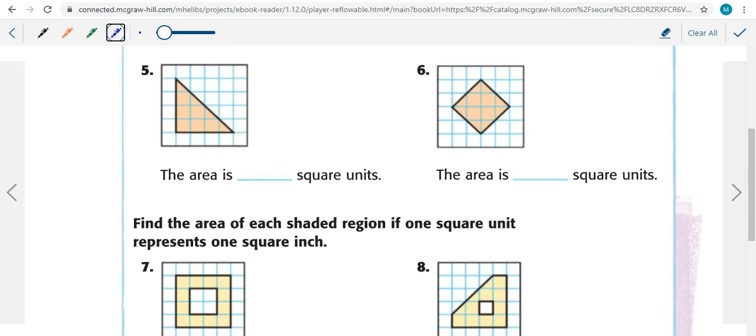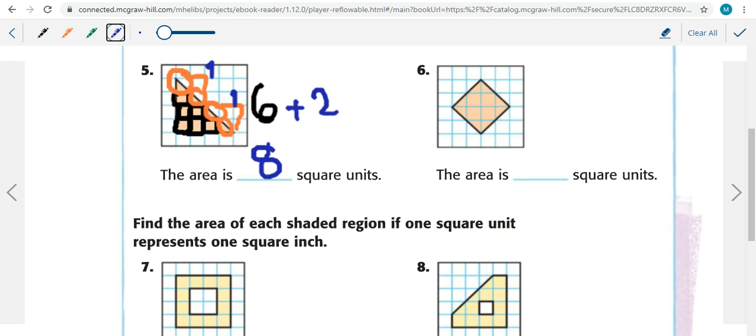Now, number 5. First, we need to count the whole ones. 1, 2, 3, 4, 5, and 6, right? We have 6 wholes, enteros. Now, let's see how many halves we have. Here I have 1 and 2. Remember that 2 halves make 1, okay? Now we have 1 and 2, and remember that 2 halves make another whole. So we are going to add 6 plus 2 equals 8.